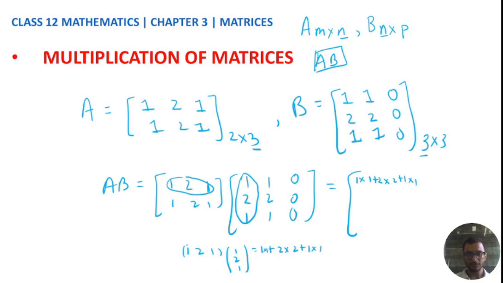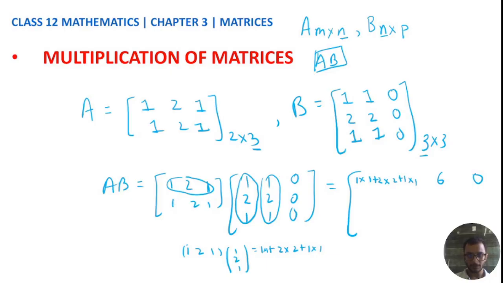Then you should pick the same row, first row, and then the second column. So it will be 1 into 1 plus 2 into 2 plus 1 into 1. Again you will get 6. Then same first row and third column. So 1 into 0 plus 0 plus 0, that is 0. Now the first row is done, right?